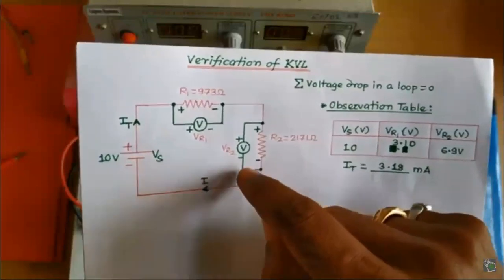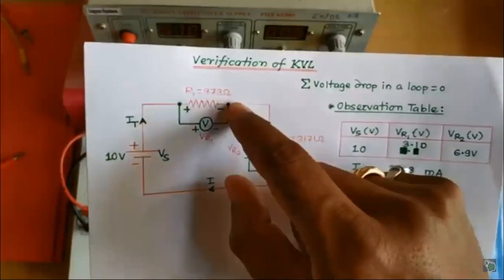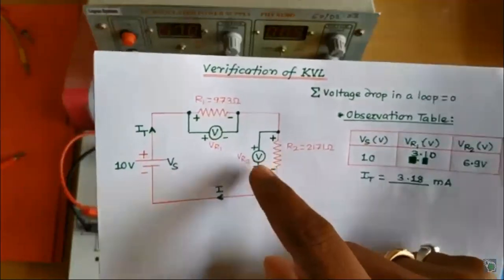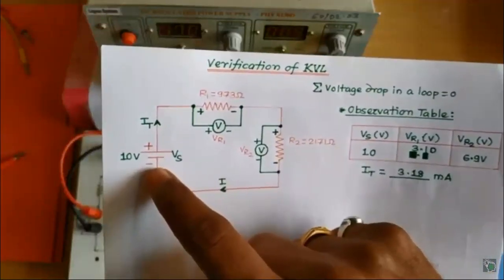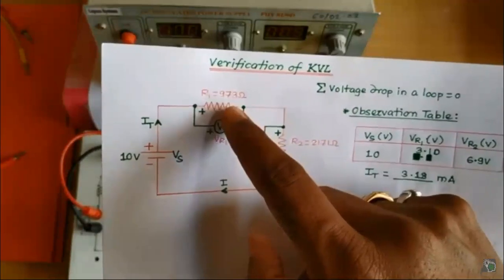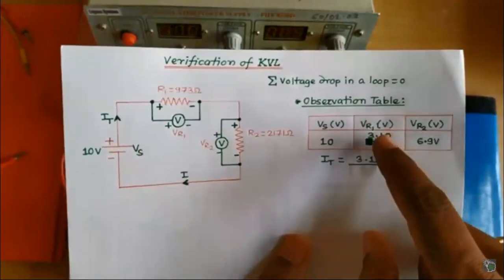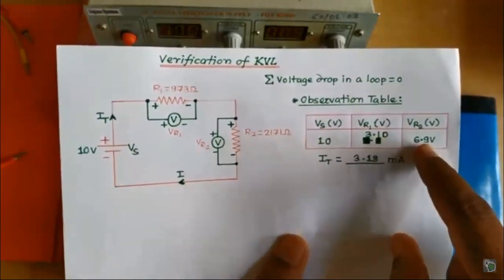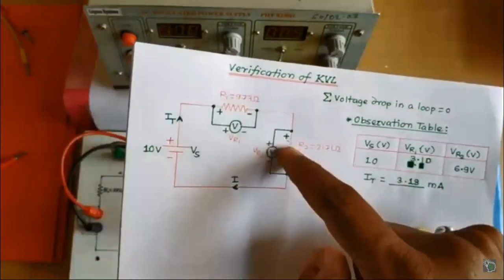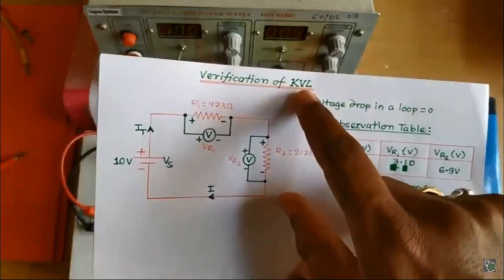If you go along the current path, you are getting negative positive, then positive negative, positive negative, meaning these two voltages VR1 and VR2 have opposite polarity as compared to the supply voltage. If we do the algebraic addition, we get 10 minus 3.1 volt minus 6.9 volt. If we do the calculation, we get 0. This indicates that the algebraic sum of all the voltages in a closed path is always equal to 0. So this verifies our Kirchhoff's voltage law.